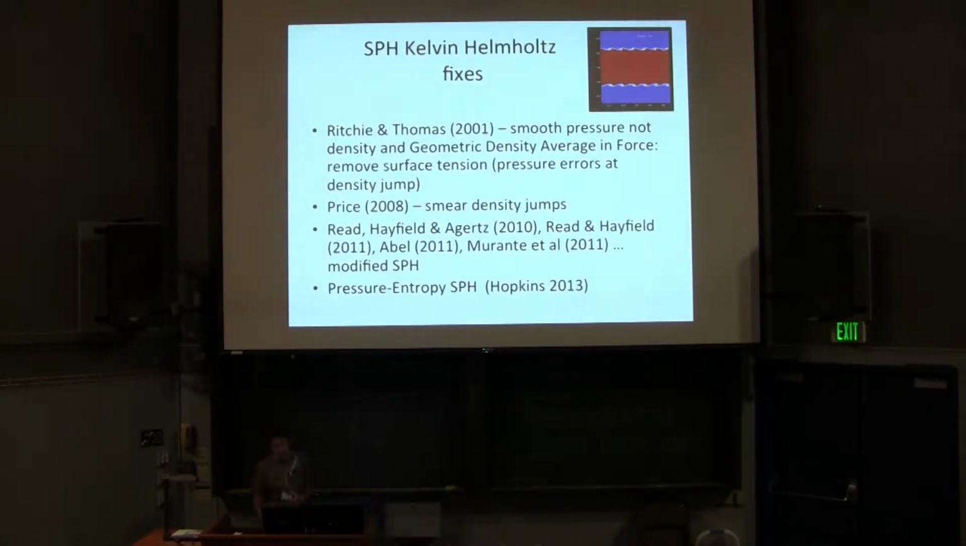And there have been a lot of fixes to this. When this problem was identified, people rushed in and fixed it. In 2001, Ritchie and Thomas actually put forward what's essentially the solution. But of course, following on from Agertz et al., Price had a solution, and Justin Read and his collaborators also have a solution. And recently, Phil Hopkins has presented his solution as pressure-entropy SPH. So it's well known how you deal with this.